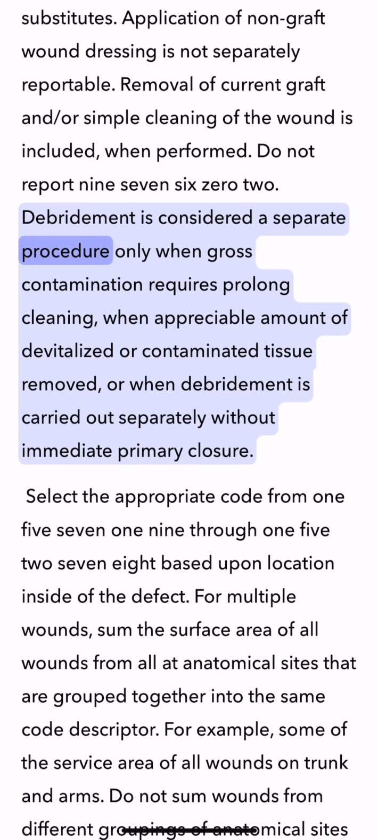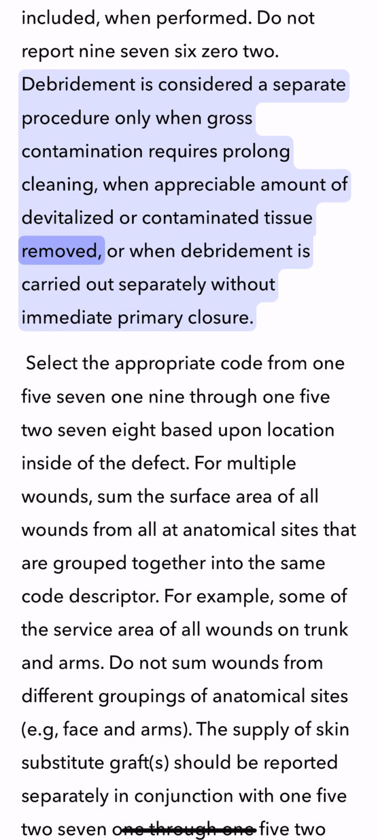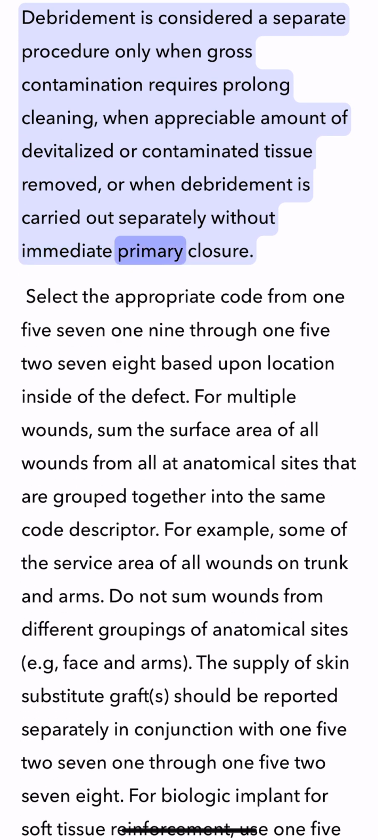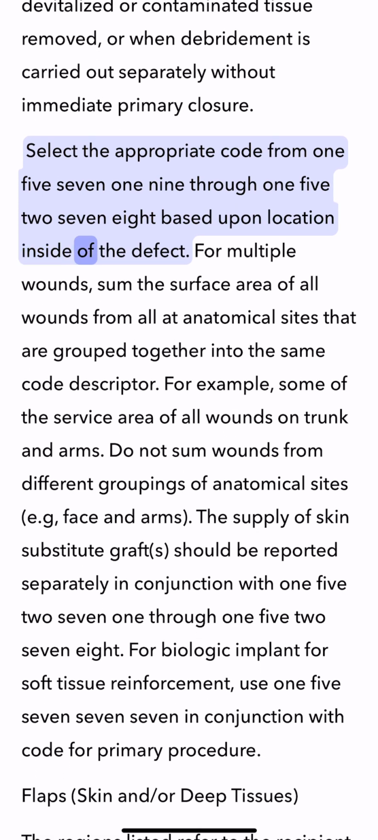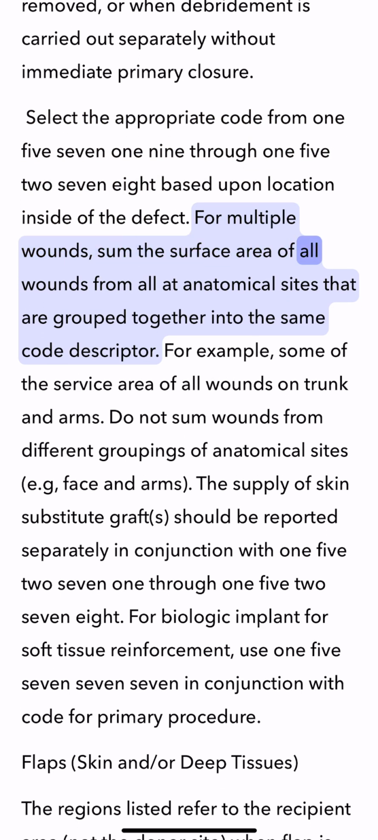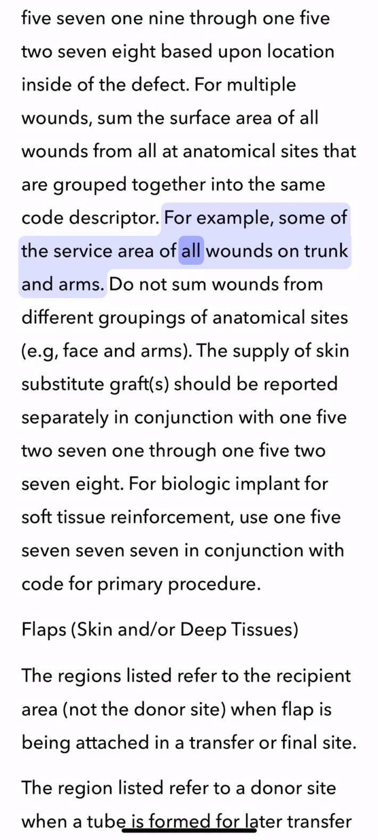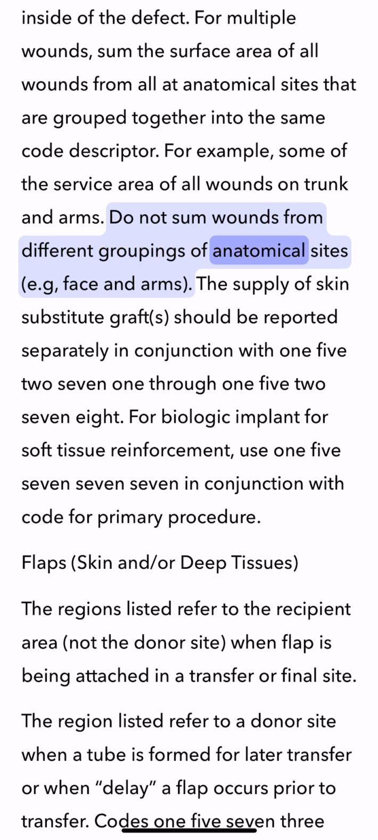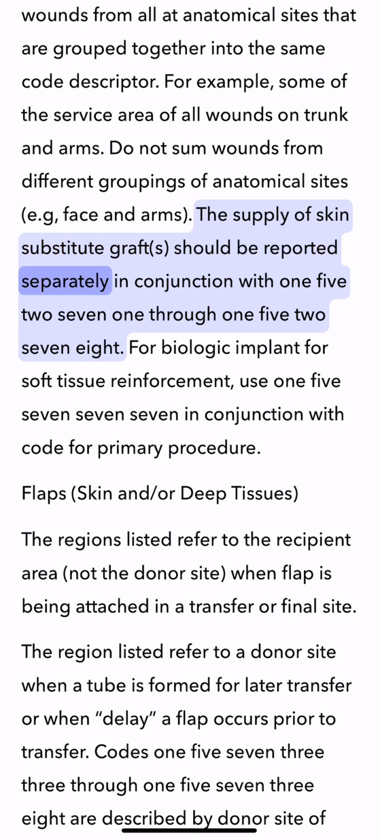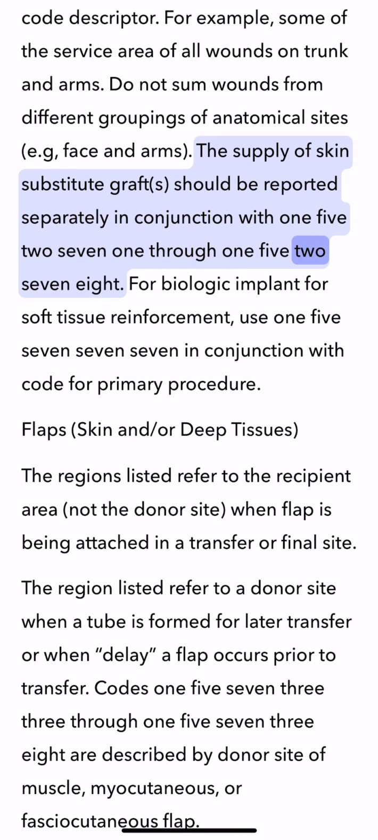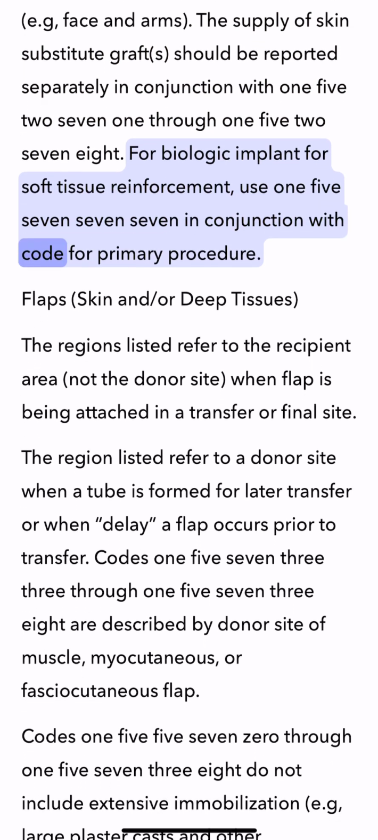Debridement is considered a separate procedure only when gross contamination requires prolonged cleaning, when appreciable amount of devitalized or contaminated tissue is removed, or when debridement is carried out separately without immediate primary closure. Select the appropriate code from 15271 through 15278 based upon location and size of the defect. For multiple wounds, sum the surface area of all wounds from all anatomical sites that are grouped together into the same code descriptor. For example, sum of the surface area of all wounds on trunk and arms. Do not sum wounds from different groupings of anatomical sites. For example, face and arms. The supply of skin substitute graft should be reported separately in conjunction with 15271 through 15278. For biologic implant for soft tissue reinforcement, use 15777 in conjunction with code for primary procedure.